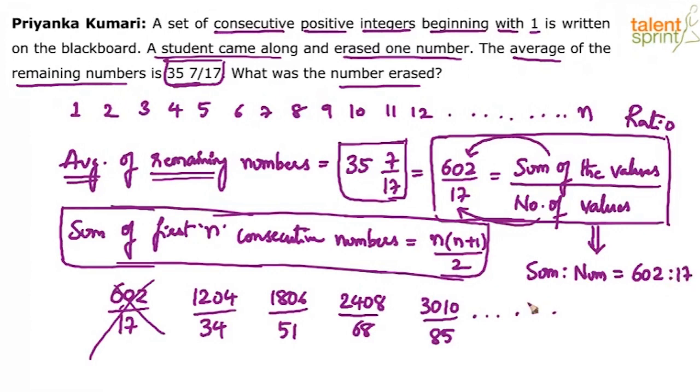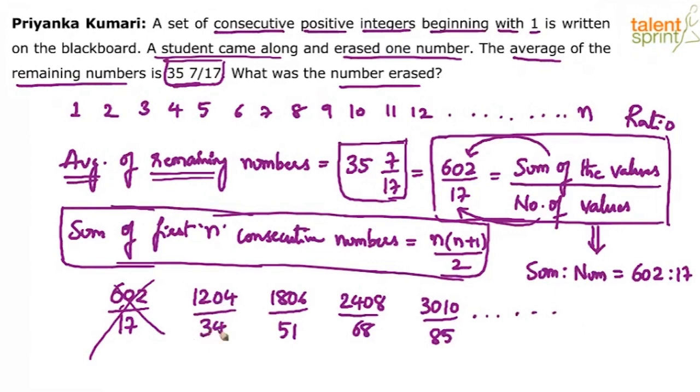So what are the possibilities? 602, 17. You can multiply both of them by 2. So it will become 1204 by 34, 1806 by 51, 2408 is to 68, 3010 is to 85, and so on. You getting it? Now check for the second one, 34.